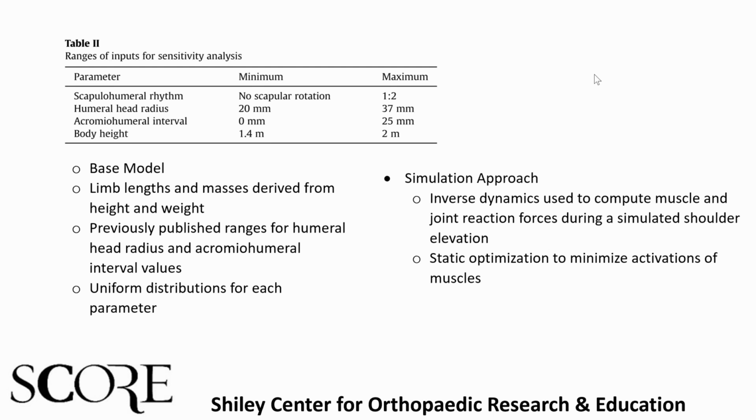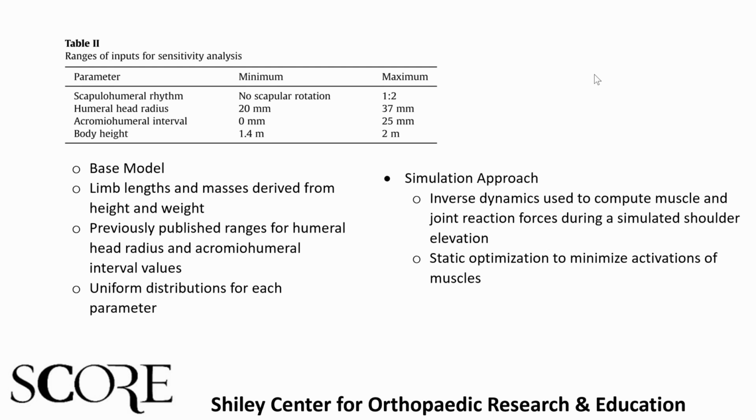We varied the radius of the humeral head from a minimum of 20 millimeters to 37 millimeters, and the acromiohumeral interval from 0 millimeters to 25 millimeters. And then our body height ranged from 1.4 meters to 2 meters. So these ranges, they're from the literature, and they're from means and standard deviations. But we chose to make uniform distributions for each of these parameters.